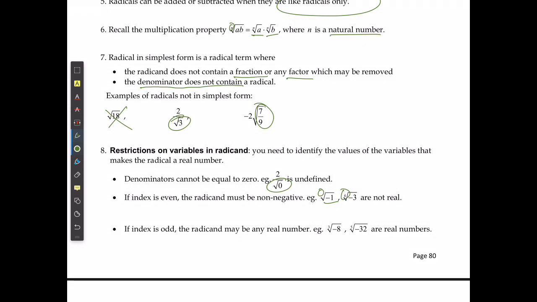so it's just not possible. If the index is odd, the radicand can be any number, because I could say -2 times -2 would be +4, but times -2 again would be -8. So this rule only applies if it is an even number. It has the negative restriction. If it is an odd numbered index, it doesn't. Odd numbered indexes can work for anything.